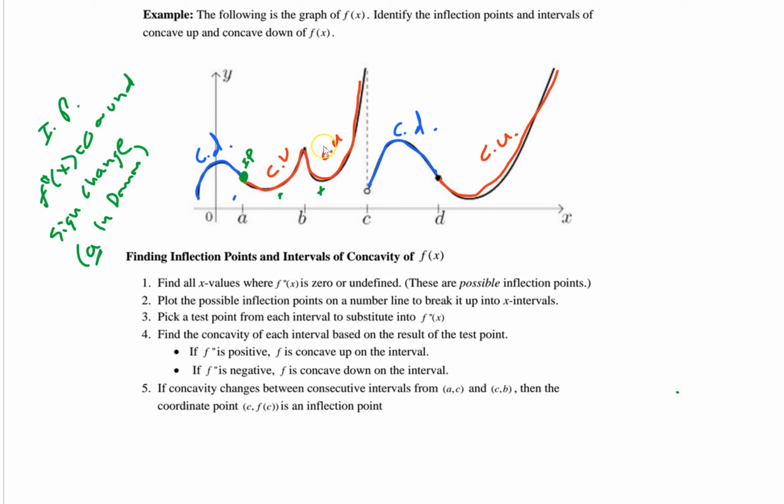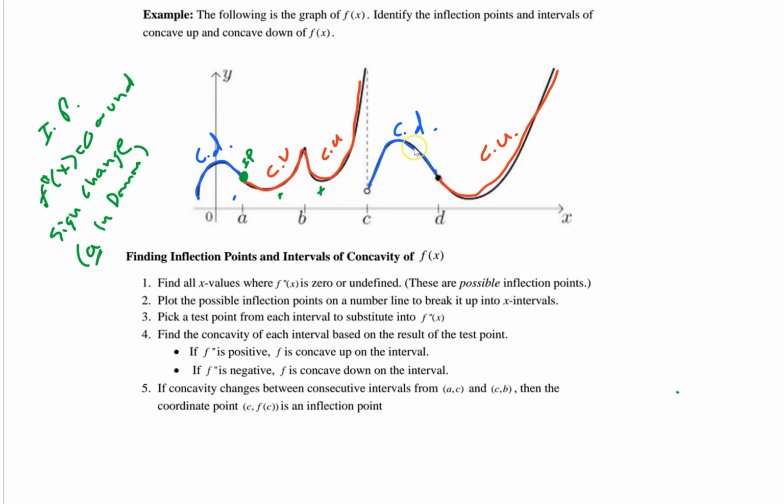Over here, it went from concave up to concave down. That normally would be an inflection point, but one of the things is you have to be in the domain. See how there's like no value there? If I try to plug my C into my original equation, I would get nothing. It wouldn't work. You get no solution. So that's actually not an inflection point because your C has to be in the domain.